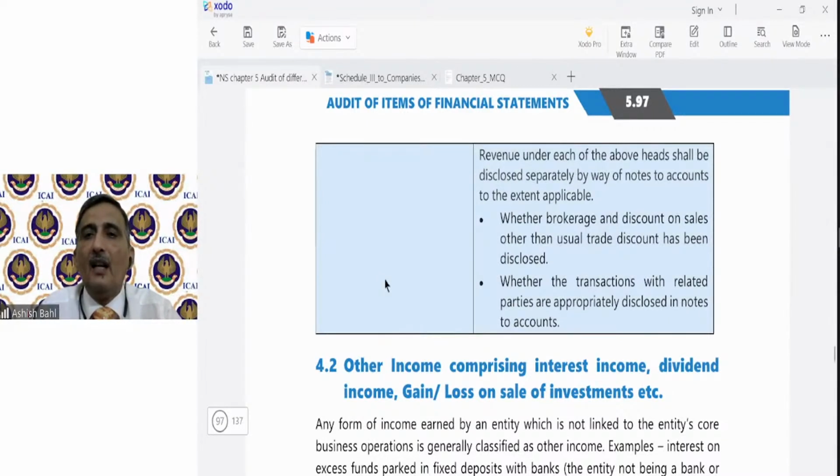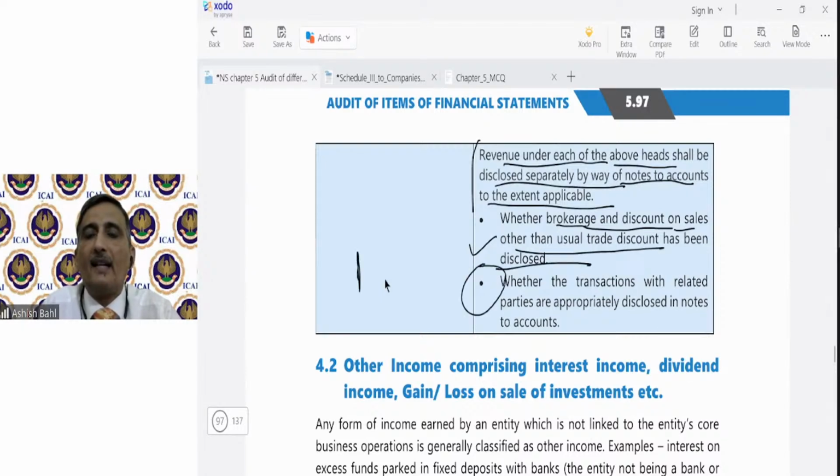So revenue under each of the above heads shall be disclosed separately by way of notes to accounts to the extent applicable. And whether brokerage and discount on sales has been disclosed, this also has to be disclosed. Related party transactions. So this is also an important point.